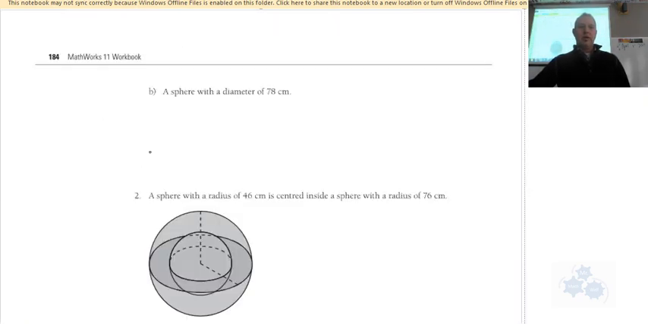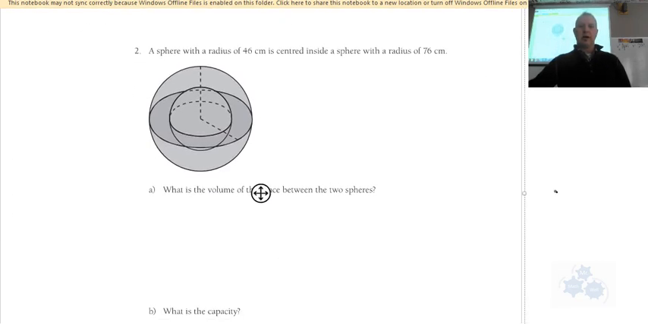That's 1A, 1B is very similar. Let's take a look at number 2, because this is kind of tough. What you have to do is just picture this as 2 different spheres. A sphere with a radius of 46 centimeters is centered inside a sphere with a radius of 76. This little one is 46, and the bigger one is 76. So we have 2 spheres. The question is, what is the volume of the space between the 2 spheres?